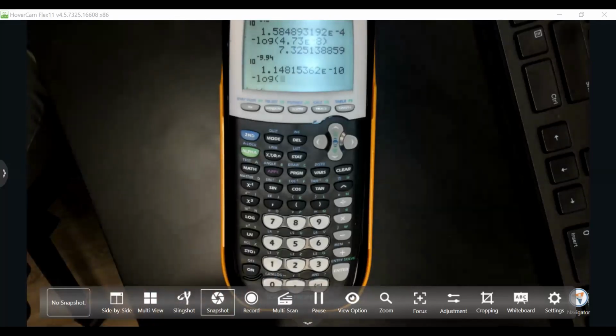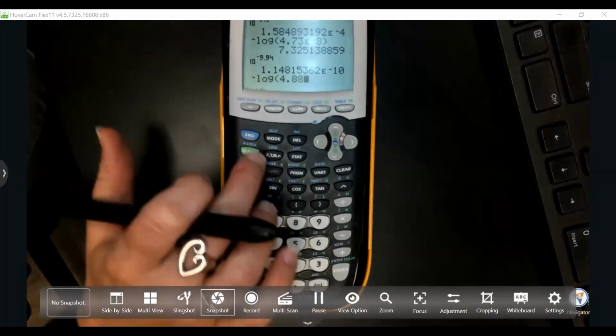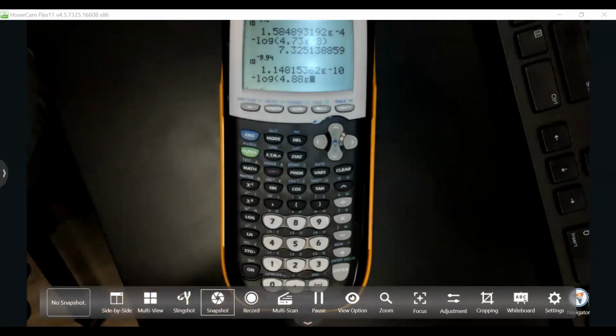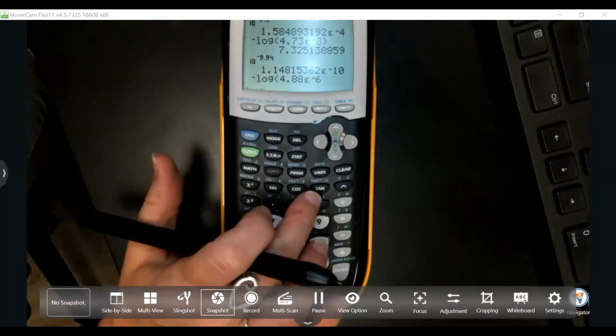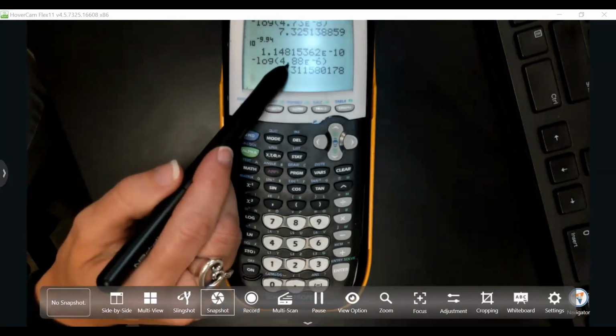So we would have negative log this time, no second here, negative log of 4.88, second E, negative 6. So our answer would be rounded to 3 sig figs because we have 3 sig figs here, 5.31.